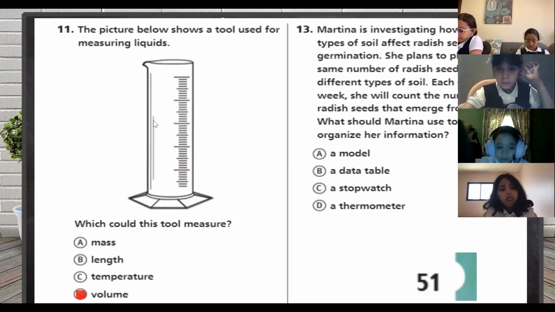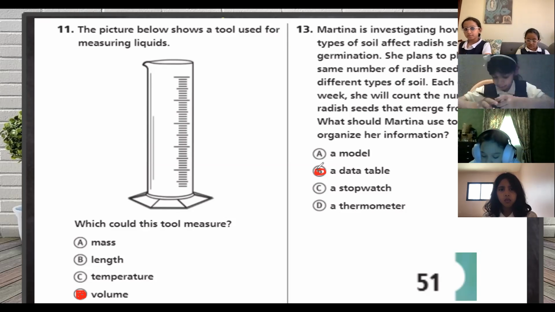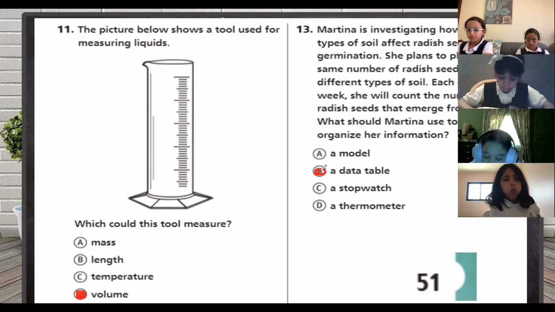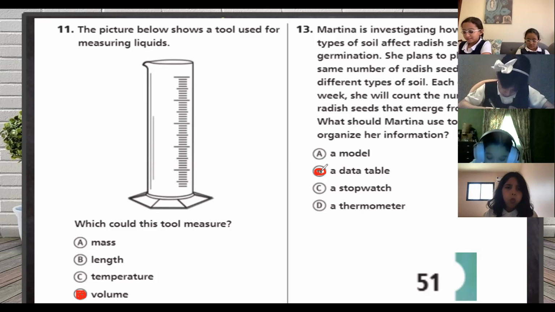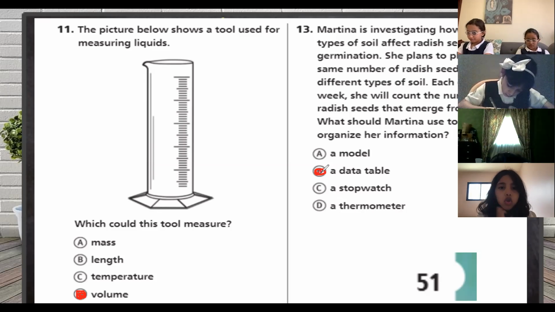She's going to use what? Data table. Excellent, good job. So she's going to use a data table. Can she use a stopwatch, Maria? No. She doesn't need to measure time. What about a thermometer? Is she going to use a thermometer? No. Why? She can use it. No, she's not going to use it.